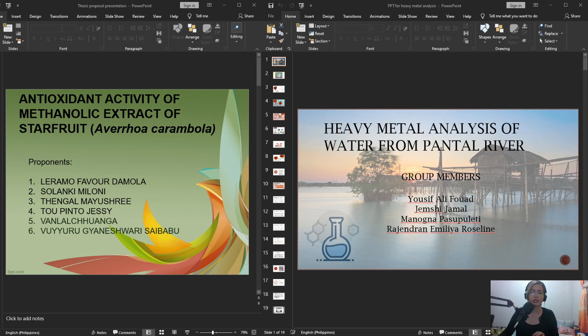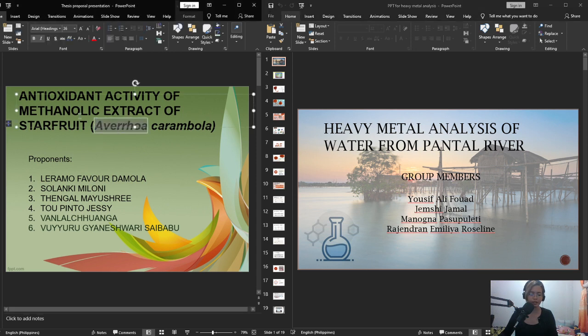In your title page, you also have to type in your names. In presenting, make sure that your panels will recognize you because they will grade you on how you present. From this example, on your left side, we have antioxidant activity of methanolic extract of star fruit. As you can see, they use an easy to read font. The only comment I have on this one is that they have to enlarge their title here.